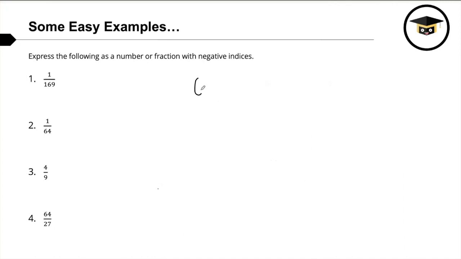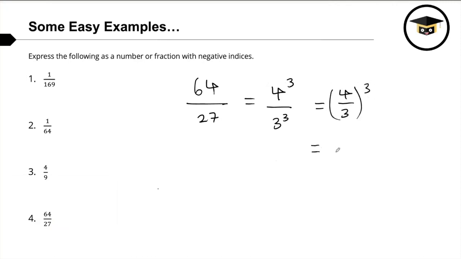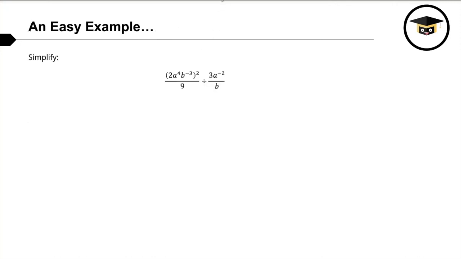With question 4, we have 64 over 27. We know that 64 can be written as 4 cubed, and we know that 27 can be written as 3 cubed. And so 4 cubed over 3 cubed, we know simplifies to 4 over 3 all cubed. And once again, just like example 3, because we want to introduce a negative index, we basically flip the fraction and force the index in. So that's going to be 3 over 4 to the power of negative 3. And that is our final answer. Let's move on to some more easy examples.